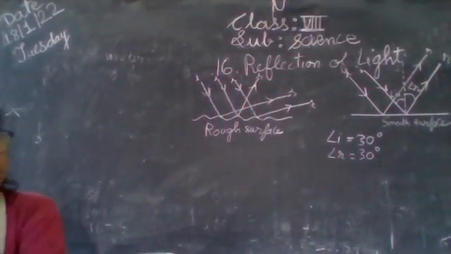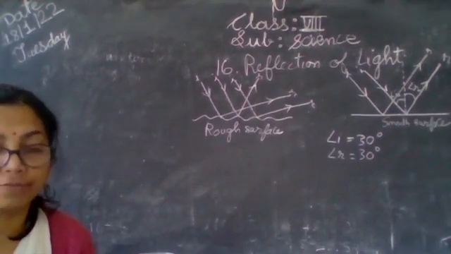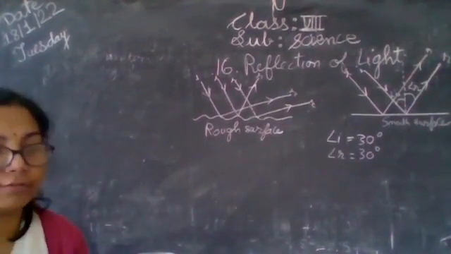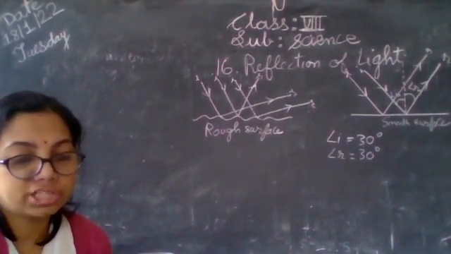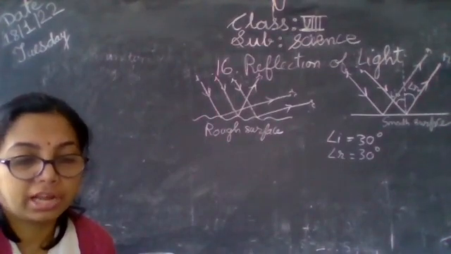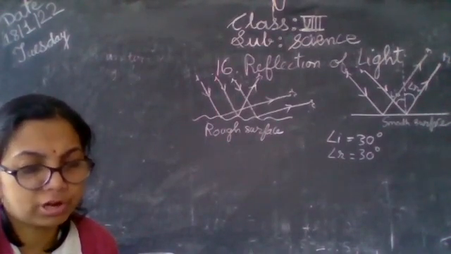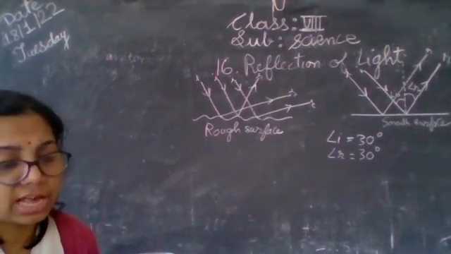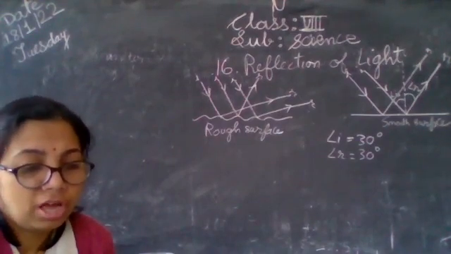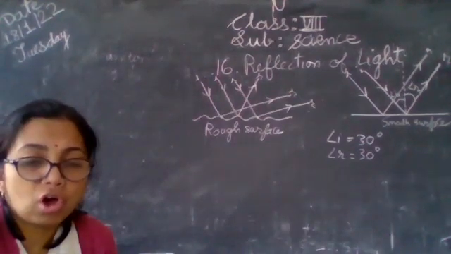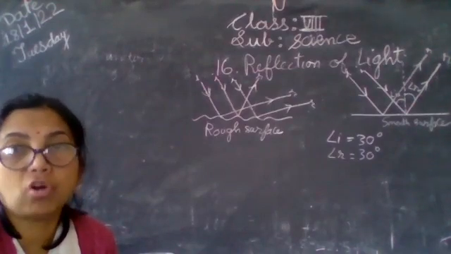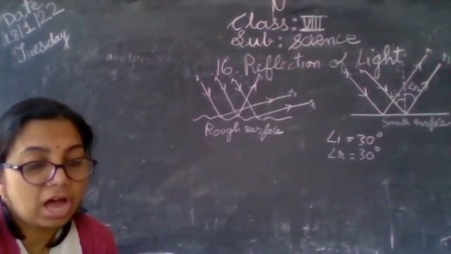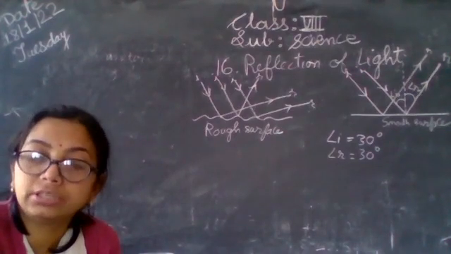So, first of all, let us consider the regular reflection of light. The reflection of light from a plane and smooth surface is called as regular reflection of light. For regular reflection, the angles of incidence as well as angle of reflection are the same for all the parallel rays falling on that surface. Thus, the reflected rays are also parallel to one another.